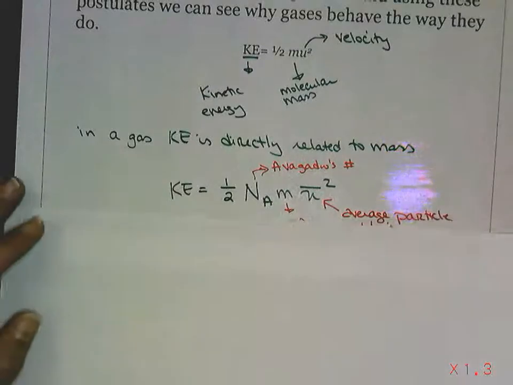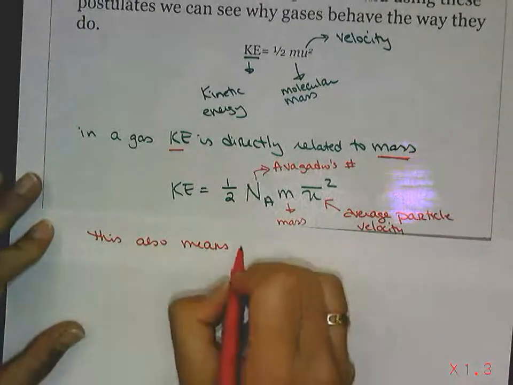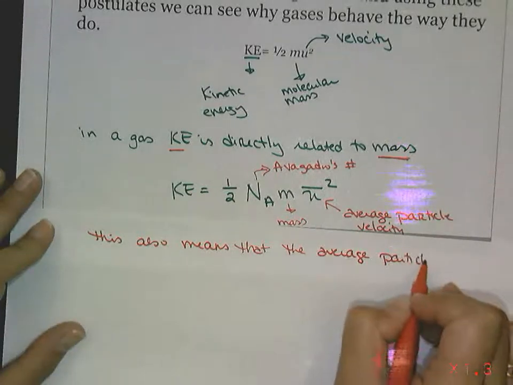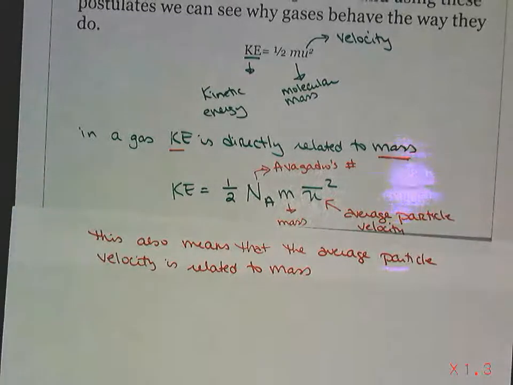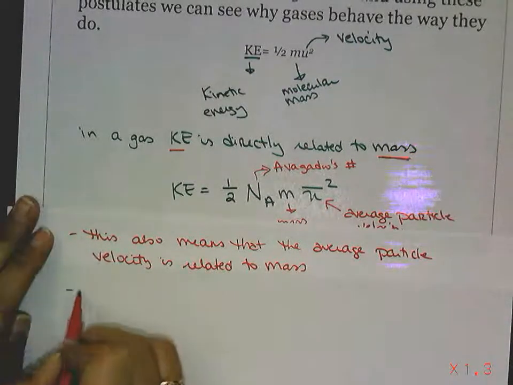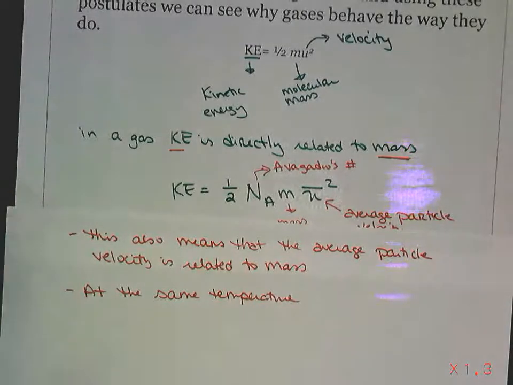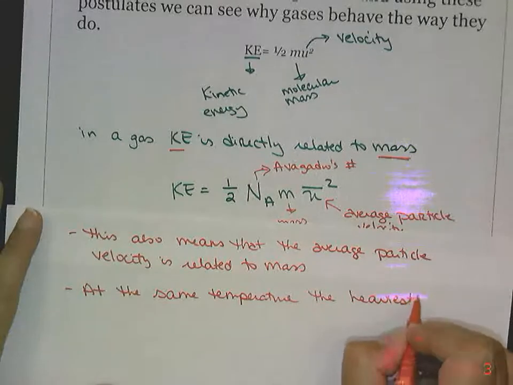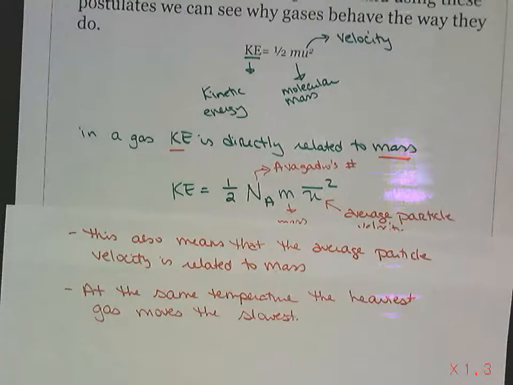So if the gas kinetic energy is directly related to mass, this also means that the average particle velocity is related to mass. So as long as we're at the same temperature, like I'm looking at a few samples of gases at the same temperature, the heaviest gas will move the slowest, will have the slowest average particle velocity.